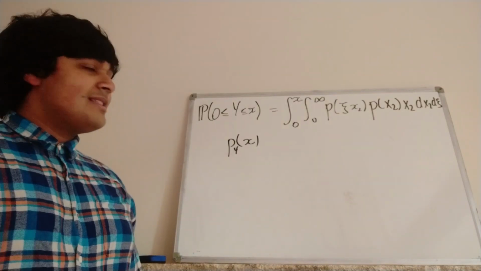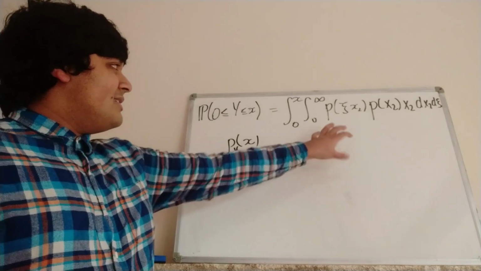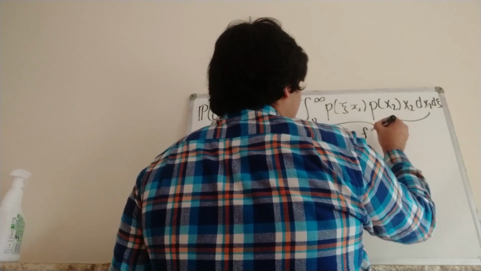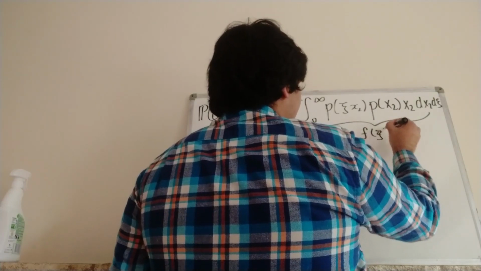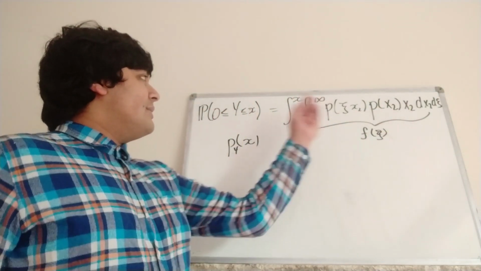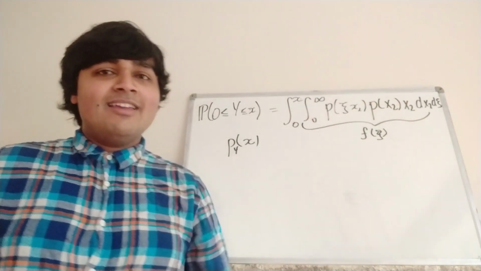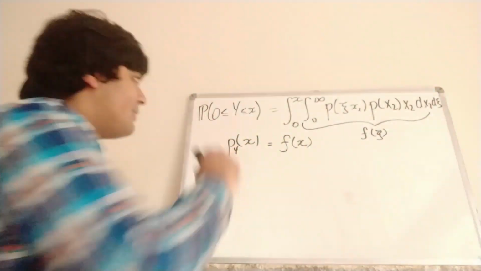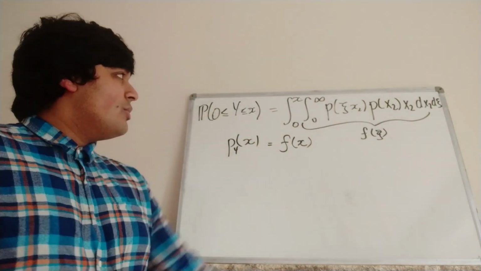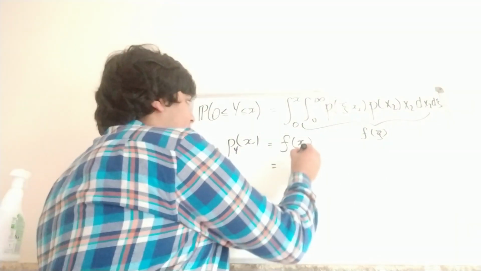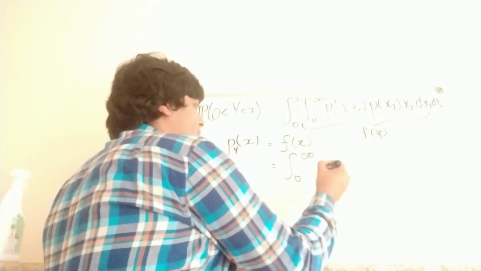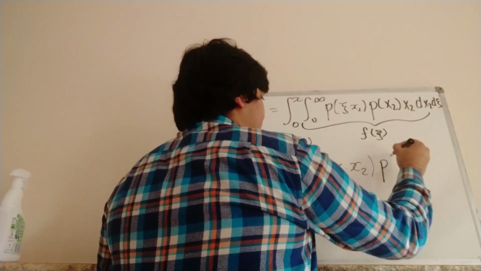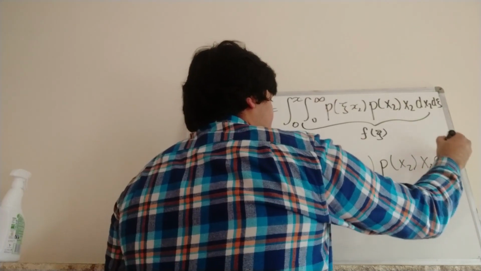And we can just use the fundamental theorem of calculus. If we think of this inner integral as some function of xi, which it is, then we've got the integral from 0 to x of f of xi d xi. So when we differentiate that with respect to x, we're just going to get f of x, which is just this inner integral here when we plug in xi equals x. So the integral from 0 to infinity of p of x times x2, p of x2, x2 dx2.